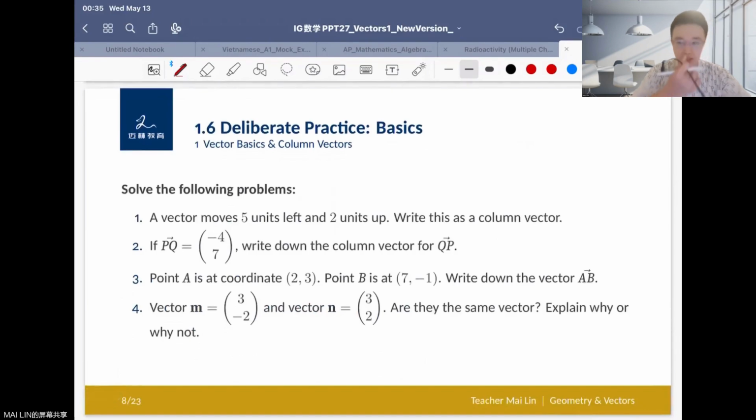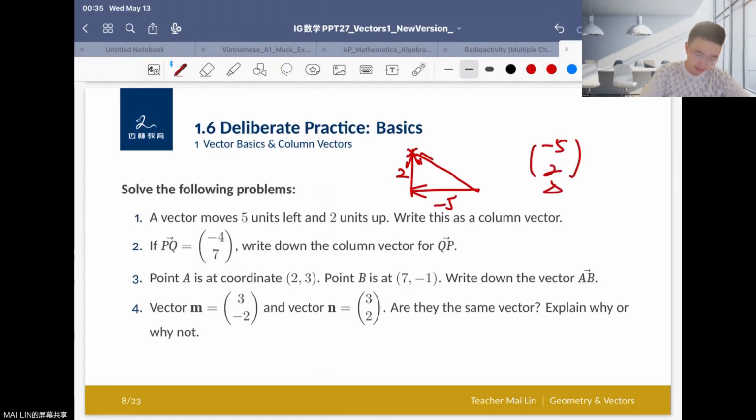Here we have some deliberate practice for you. You can first try it yourself and pause the video, but if you want to follow along with me, you can keep going. Let's move to the first problem. A vector moves 5 units left and 2 units up; write this as a column vector. So the column vector is (-5, 2), written handwritten as a column with -5 and 2 inside.